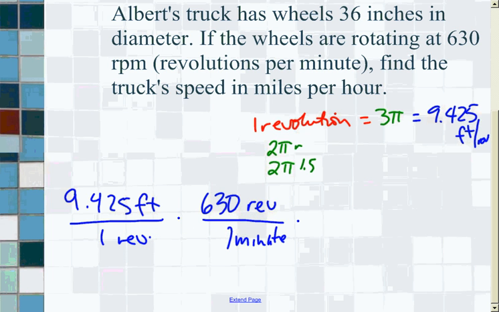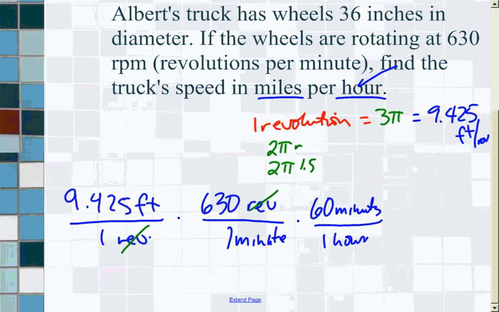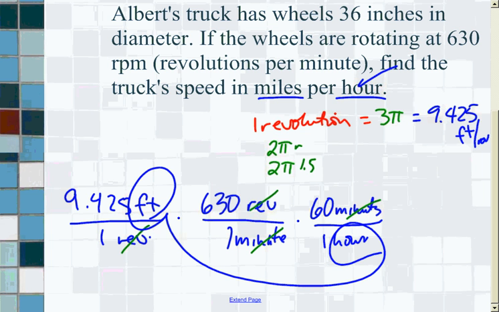Now we've got feet per minute, so we have to change it into miles per hour. Whichever one you want to do first, let's go ahead and take care of hours. So there's 60 minutes in 1 hour. Now I've got that part taken care of. Notice I've gotten rid of the revolutions and the minutes, so right now my label is feet per hour.